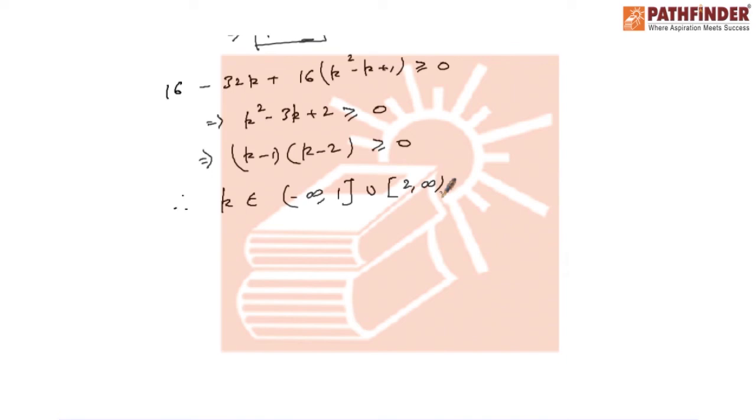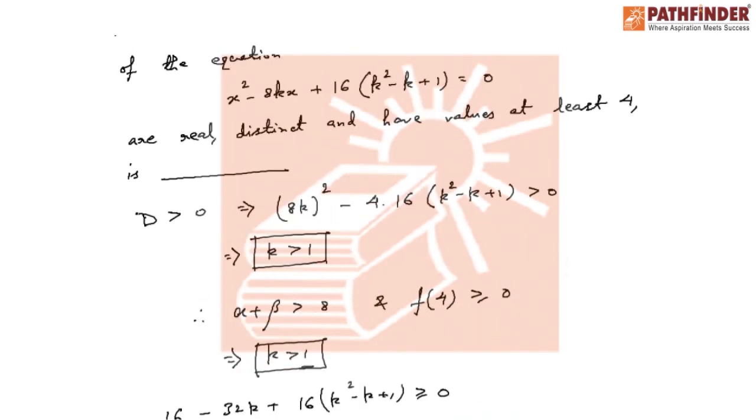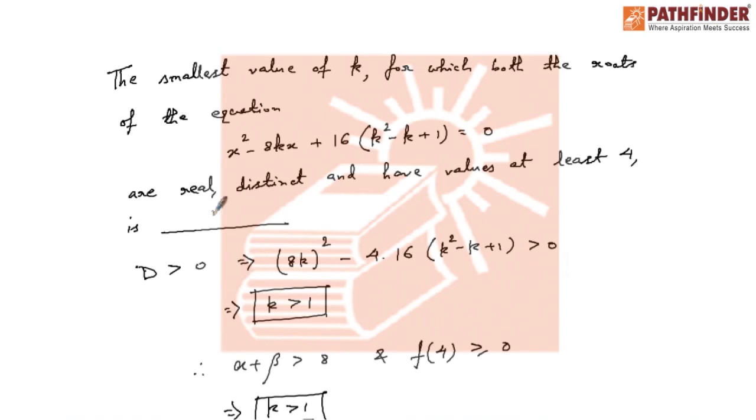So we had k greater than 1 and we have k belongs to this. Therefore obviously combining both of them we get k must be greater than or equal to 2, and hence the smallest possible value, k minimum, is going to be equal to 2. So the minimum value of k is going to be 2.